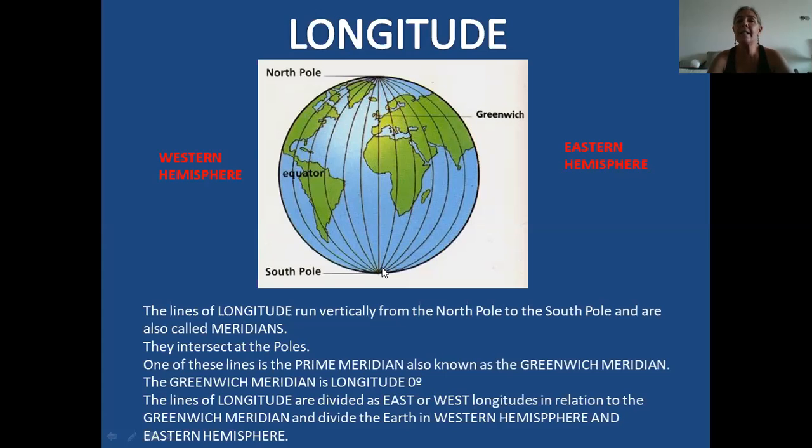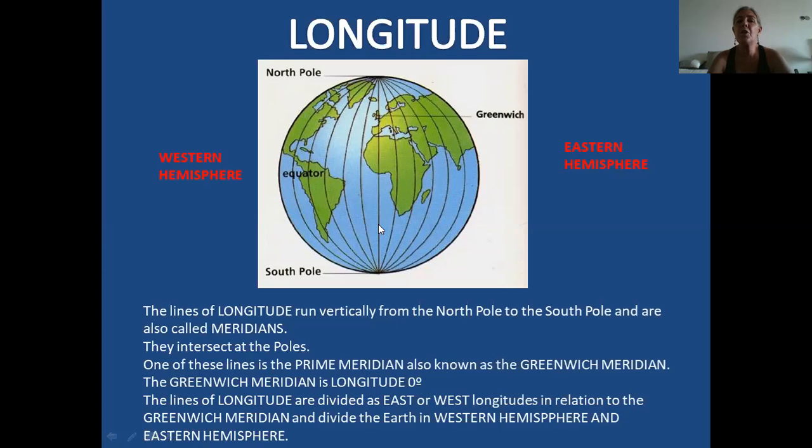One of these lines, it's called the prime meridian, which is right here, the Greenwich meridian. So it goes across a town in England that it's called Greenwich, and that is why it's called the Greenwich Meridian, right here in the center, okay? That would be the Greenwich Meridian, it's longitude 0 degrees, okay?